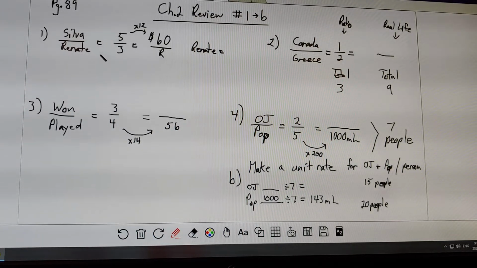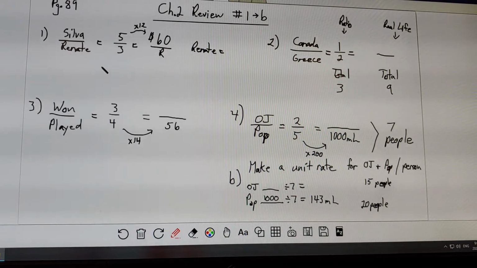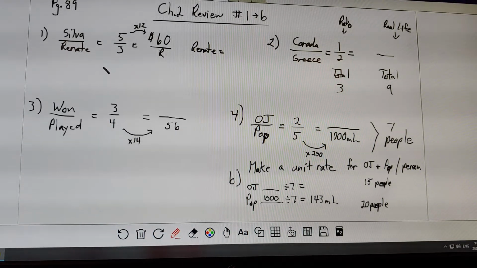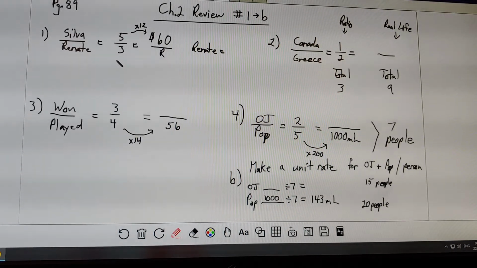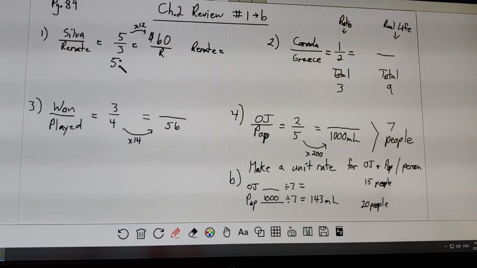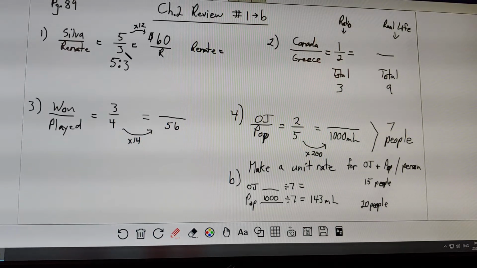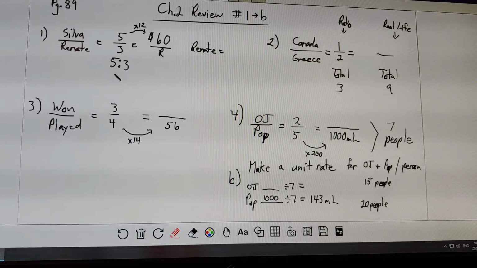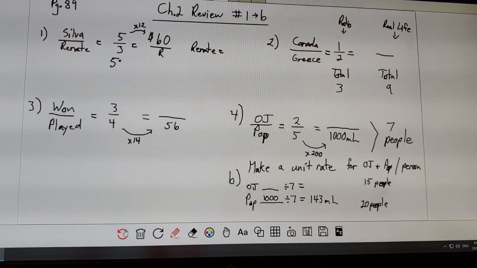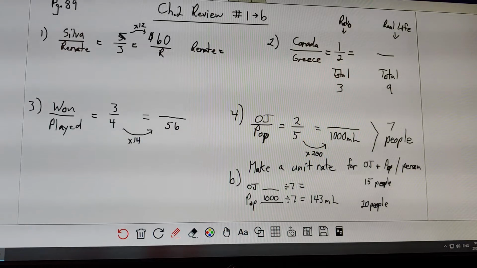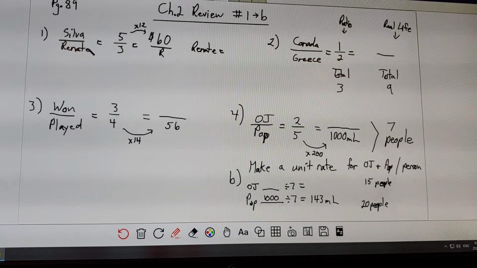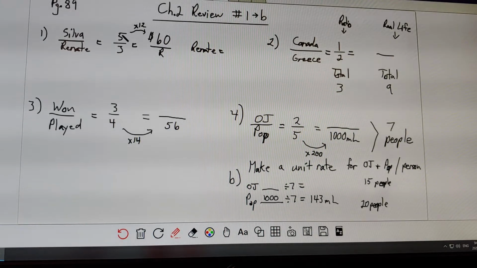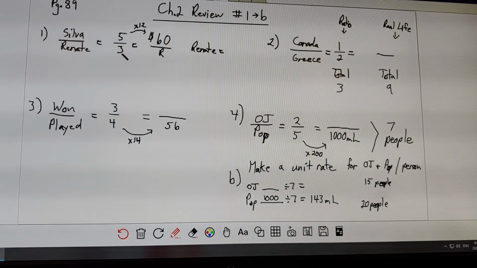So this one said Silva and Renate were given money in the ratio of 5 to 3. Silva's share was $60. How much did Renate receive? So like I was saying, 5 to 3, in the textbook they had it written in ratio form, but that's the exact same thing as a fraction, okay? So just whichever number they give you first, make that your numerator. So they said Silva and Renate were given the money in a 5 to 3 ratio. So that means Silva comes first, Renate comes second, 5 comes first, 3 comes second.